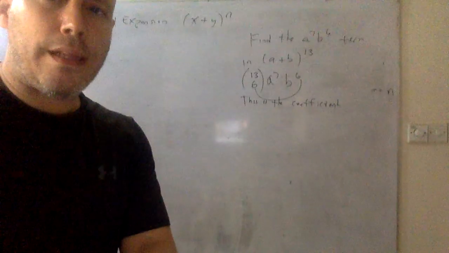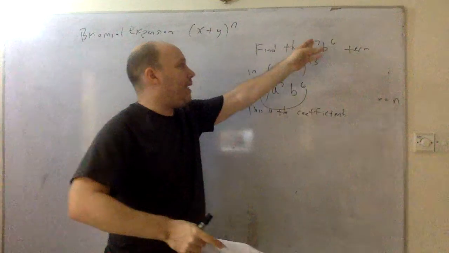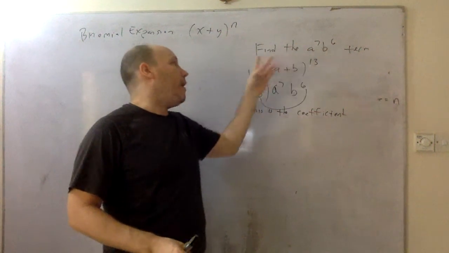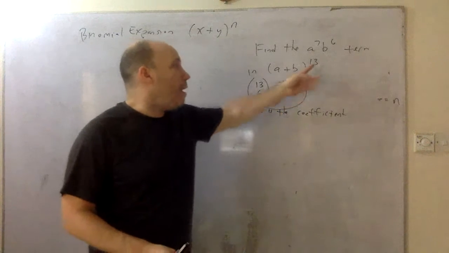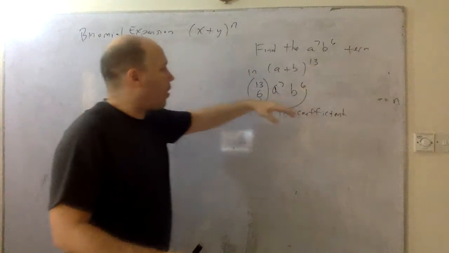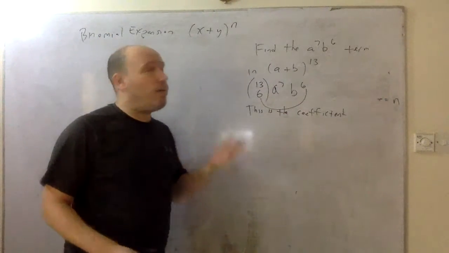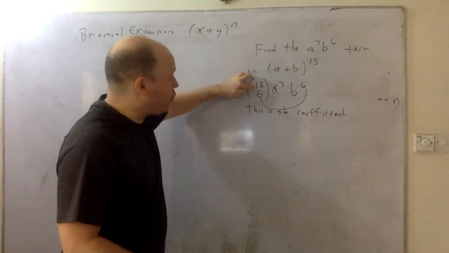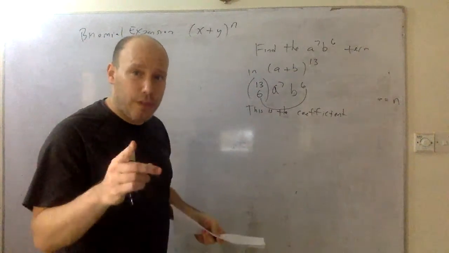Okay, so in the last lesson, we finished with the problem: find the a to the seventh, b to the sixth term in (a plus b) to the 13th. And you said, okay, I know this is a term. This is definitely a term because the sum of the powers is 13. The question is, what was the binomial coefficient? And we knew it was 13 choose 6. This is the coefficient. We can put it in our GDC. Please know how to do that.